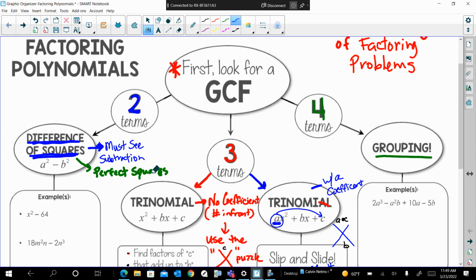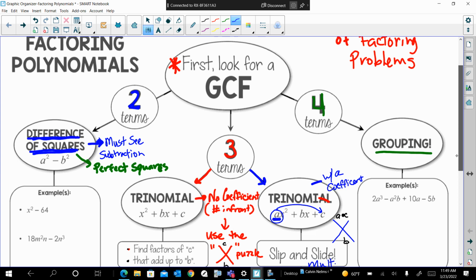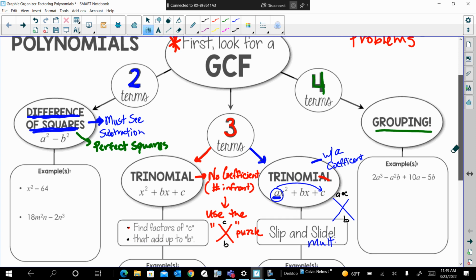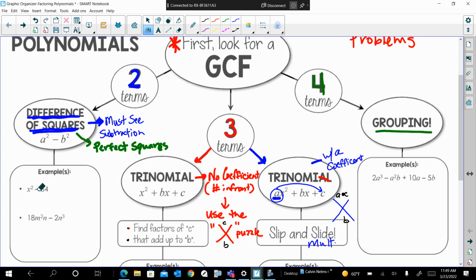Okay? So the key whenever you have a difference of squares is you look and check that you have the subtraction, which I do right here. And what you do is you take the square root.